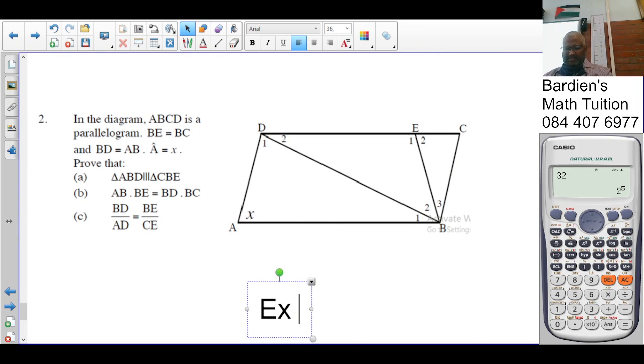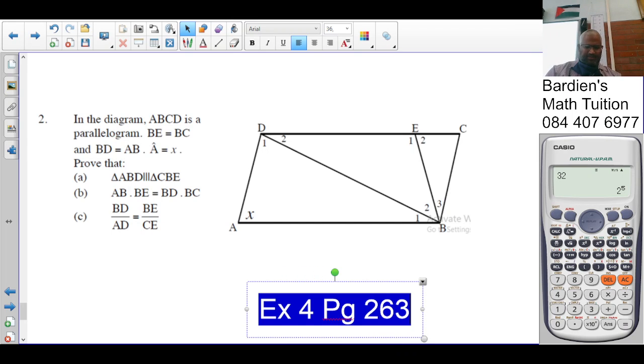Which exercise is this? Exercise 4, page 263. Thank you.